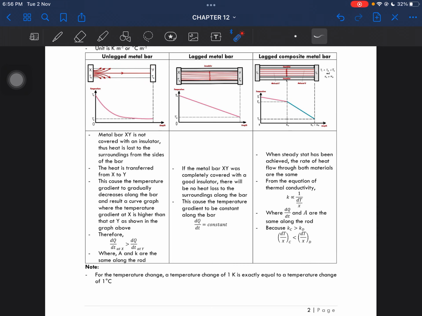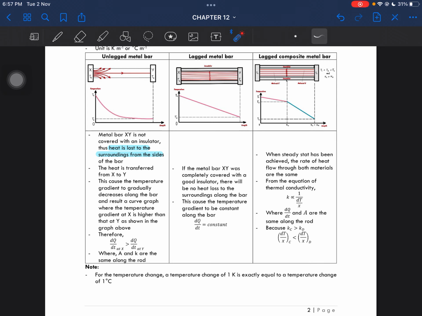Okay, so metal bar XY here is not covered with an insulator, meaning that heat will be lost to the surroundings because it is not insulated. So the heat is being transferred from X to Y, causing the temperature gradient to gradually decrease along the bar. So that's why we have this graph shown here, because as it goes from X to Y, the temperature decreases along the rod. Okay, so it results in a curved graph where the temperature gradient at X is higher than at Y.